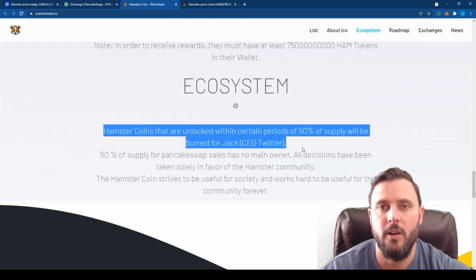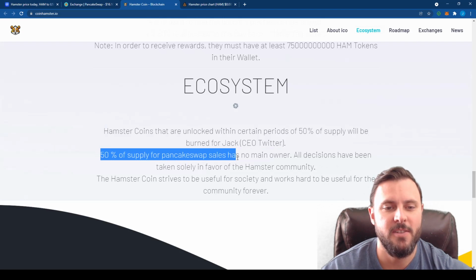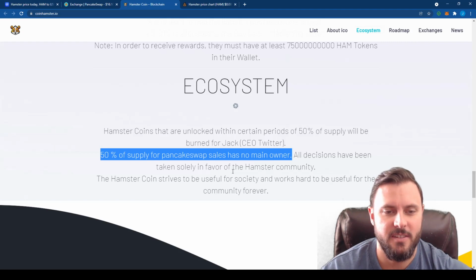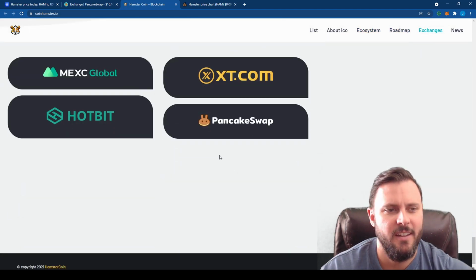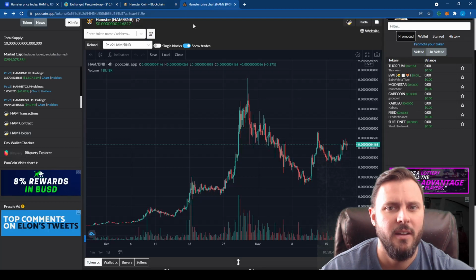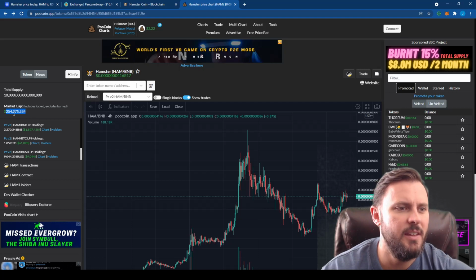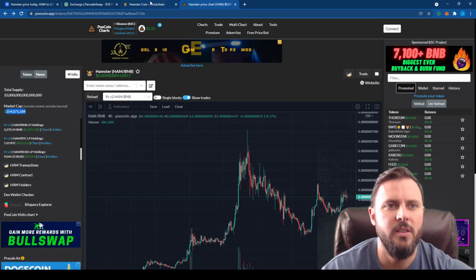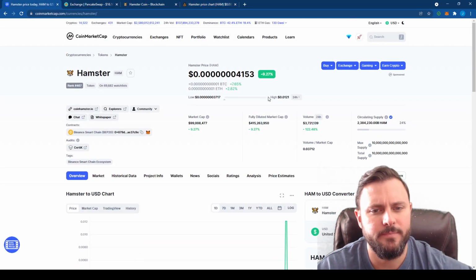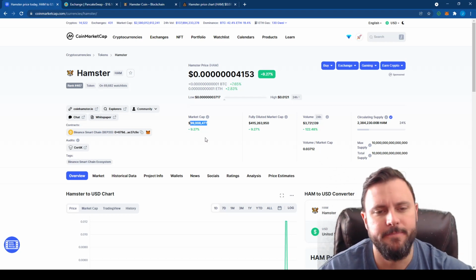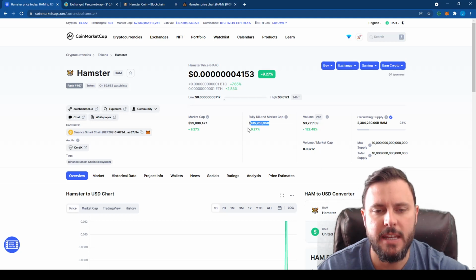Here we go with that other run-on, non-grammatical sentence. 50% of supply from PancakeSwap sales has no main owner, so it's like locked. So yeah, it's kind of interesting. It's got a couple exchanges, for the number of exchanges it has and the market cap. So PooCoin puts the market cap at 250 million. So this is including the locked and excluding the burns. And then CoinMarketCap puts the market cap at 100 million. Not quite adding up. So we have a fully diluted market cap of 415.